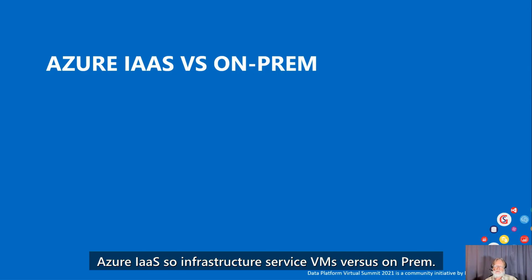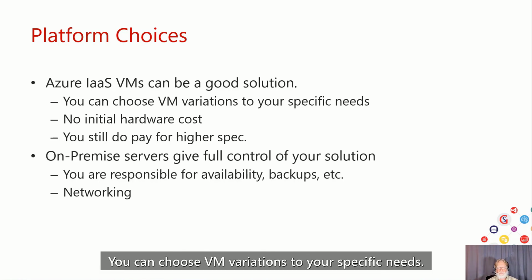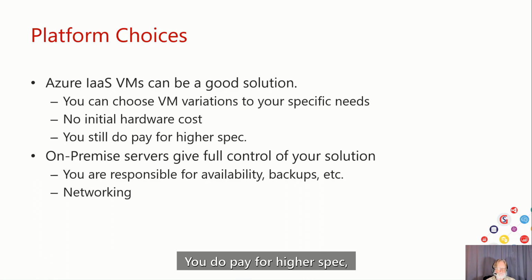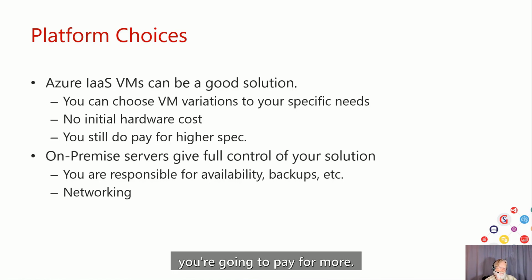Azure IaaS, so infrastructure as a service VMs versus on-prem. Platform choices, Azure IaaS VMs can be a good solution. You can choose VM variations to your specific needs. There's a lot of different options out there, different price points, different performance points, different capability size and memory capabilities. You're not paying CapEx for the hardware. You do pay for higher spec. So if you're buying your own hardware to get higher spec, you're going to pay for more. Same is true if you're getting the VMs from a cloud vendor. So that's going to be more costly, but you're paying for what you get.